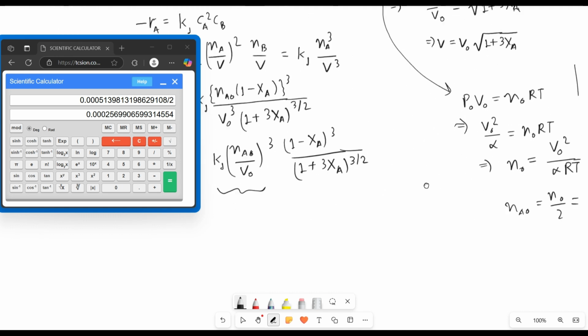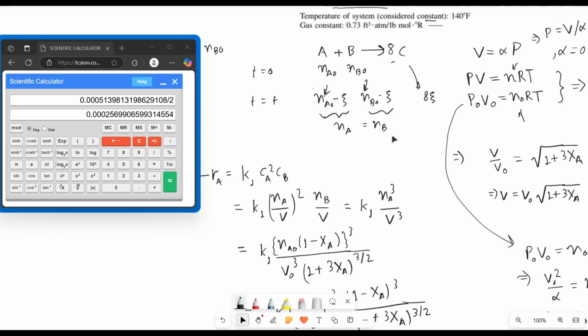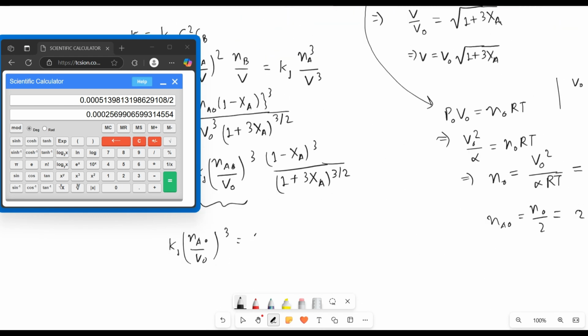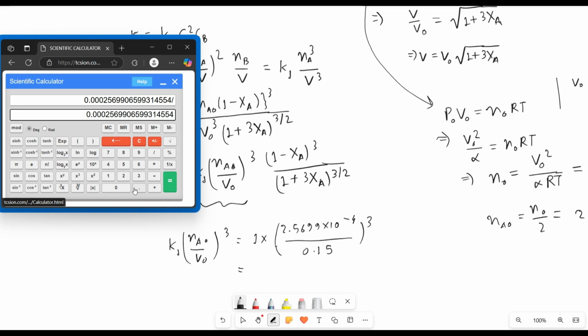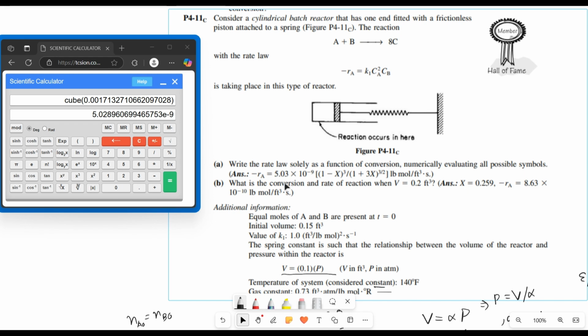Now we will evaluate K1 times Na naught by V naught, whole cubed. K1 is given as 1. The initial volume is 0.15, so 1 times 2.5699 into 10 to the power minus 4 divided by the initial volume 0.15 feet cubed, whole cubed. Evaluating this, we get 5.0289 into 10 to the power minus 9. So we got the first question done.